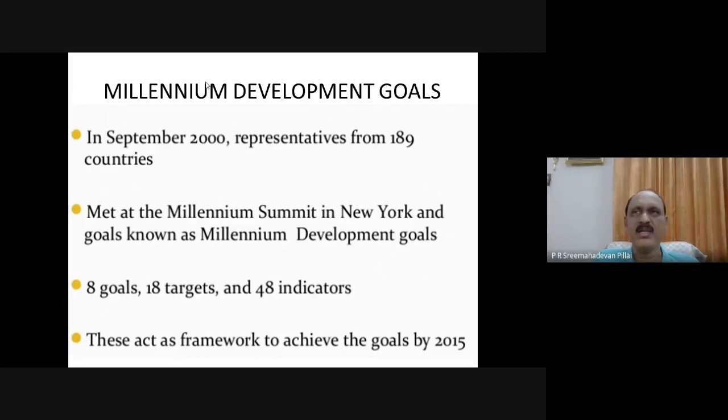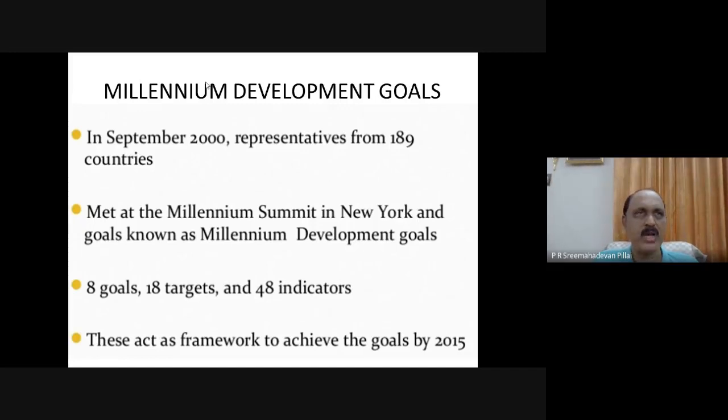In September 2000, 189 countries met in New York. I told earlier that there are 193 countries in the UN. Out of that, 189 countries met and made a document which is called Millennium Development Goals. It's a list containing 8 goals, 18 targets and 48 indicators. Forget about the remaining. There are 8 goals, and these are to be achieved by 2015 by all the member countries of the UN.